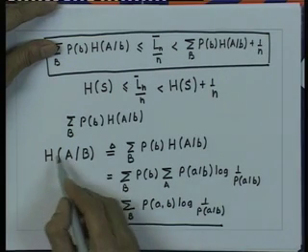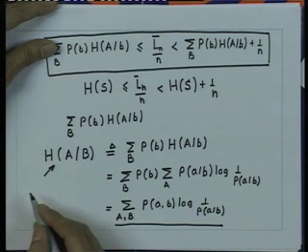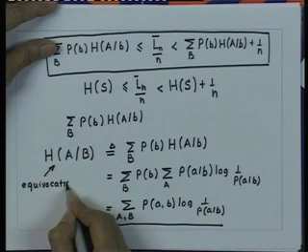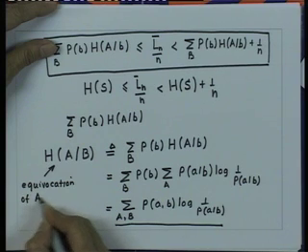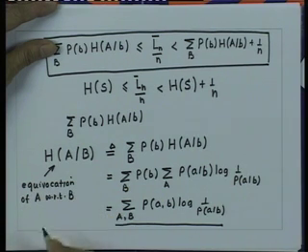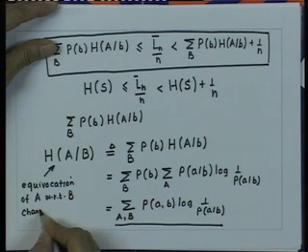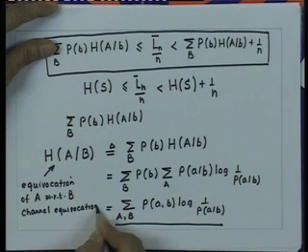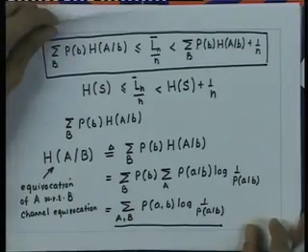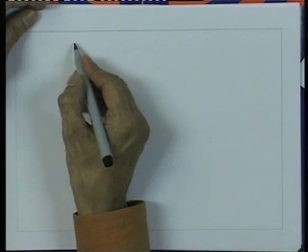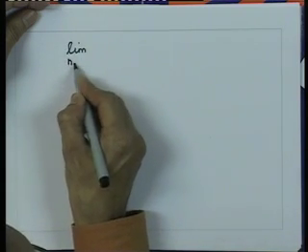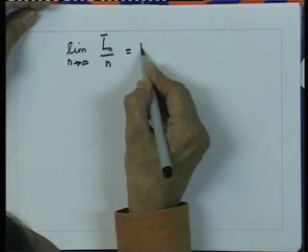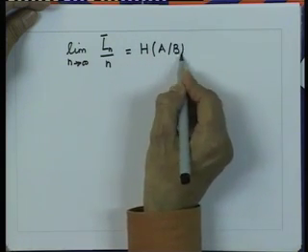Now, this H(A|B) in literature is called the equivocation of A with respect to B, or sometimes it is also called channel equivocation. So, in terms of channel equivocation, we can write the generalized Shannon's first theorem as: limit as n tends to infinity of Ln bar over n is equal to H(A|B).